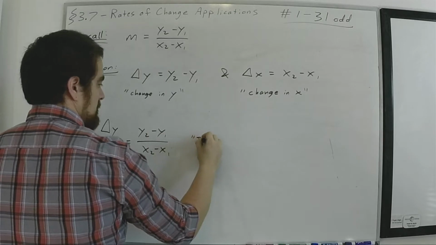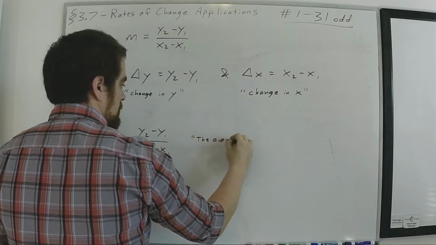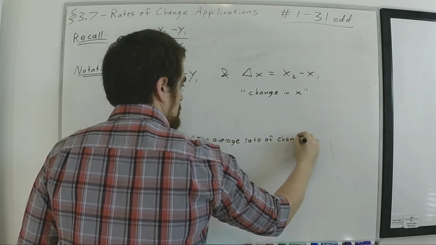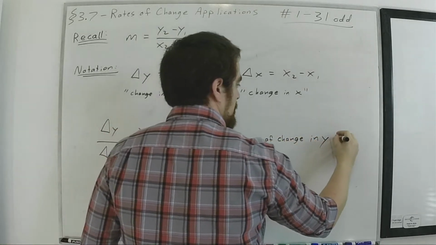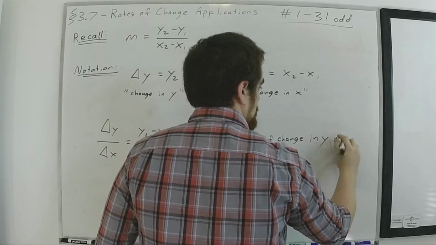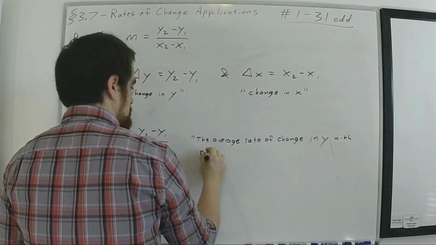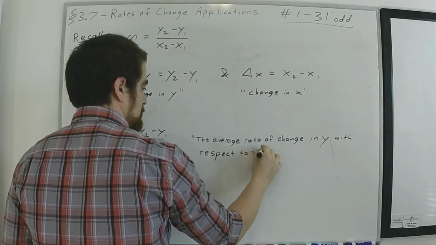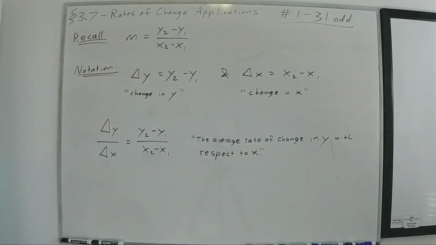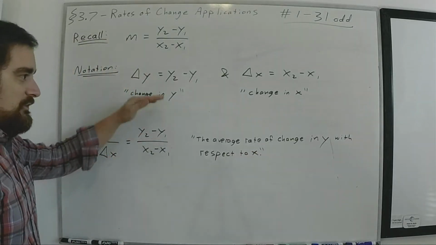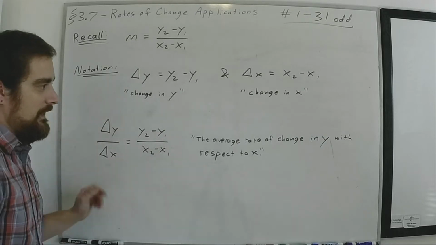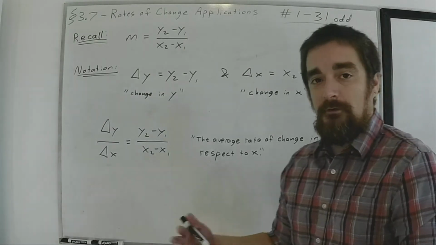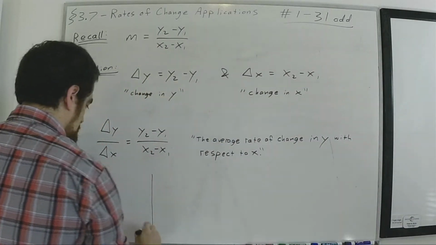But they say this is the average rate of change in y with respect to x. So very specifically, how is y changing regarding us changing x? It could be increasing, could be decreasing on average, though, because who knows what the function looks like.